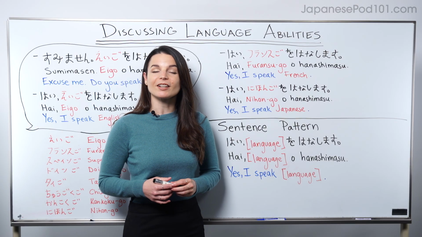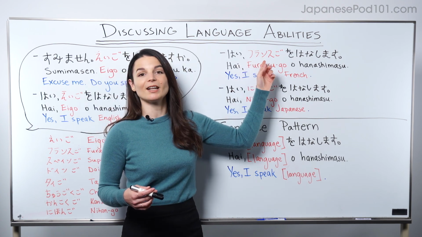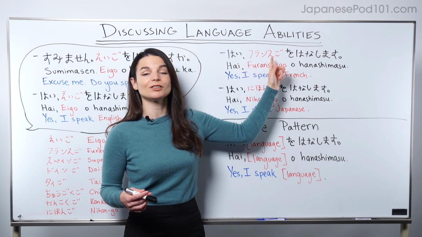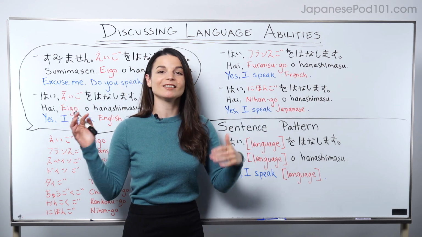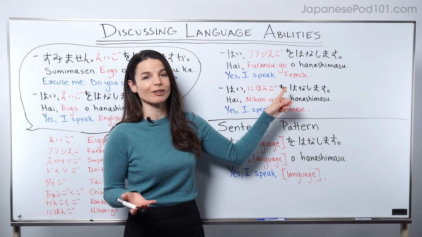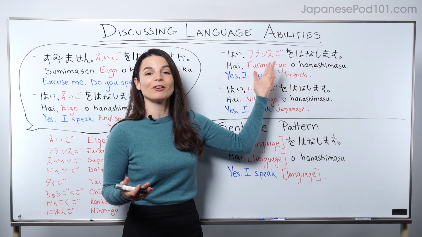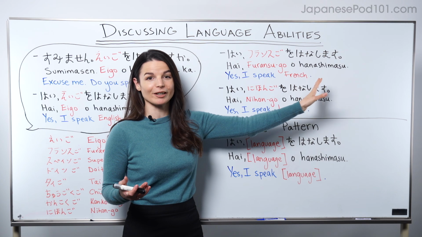Okay, now let's take a look at some speaking examples. First is, はい、フランス語を話します. This is the response from the dialogue. Which means, yes, I speak French. In this sentence, the red word here, the language word, is フランス語, which means French. So, yes, I speak French.